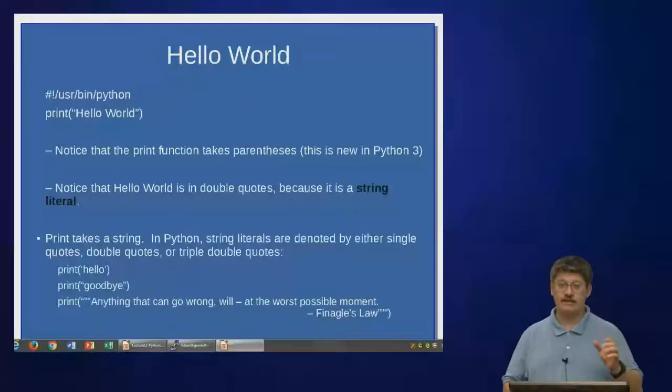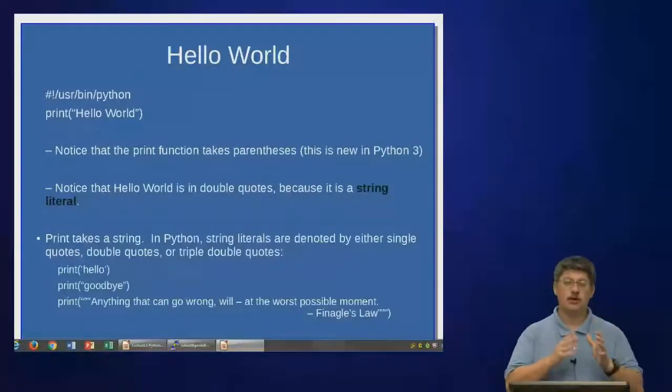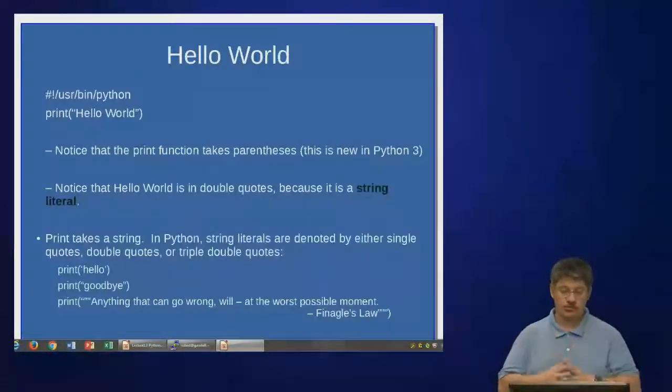So here I'm saying print, and then I have my parentheses for my function, and inside I have the string hello world. Notice that I put hello world inside double quotes. That tells Python that hello world is a string literal. In other words, I want it to print literally the words hello world. I don't want it to think that hello world is some sort of variable and try to go look up what hello world means. I want it to actually print hello world. And that's what the double quotes do.